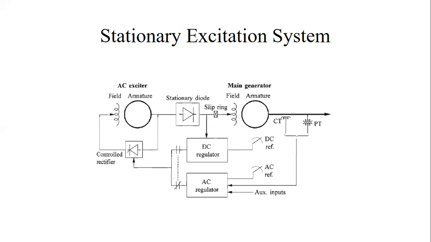There are two independent modes of regulation provided in the stationary excitation system. First is the AC regulator, to automatically maintain the main generator stator terminal voltage at a desired value corresponding to the AC reference, and the other is the DC regulator, to maintain constant generator field voltage as determined by the DC reference. The DC regulator or manual control mode caters to situations where the AC regulator is faulty or needs to be disabled.